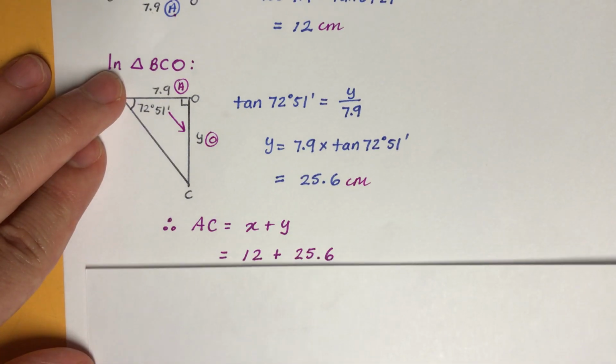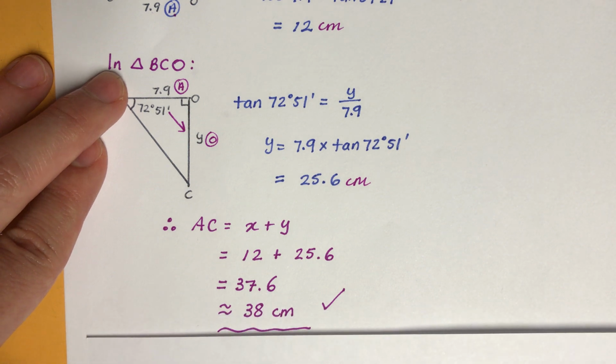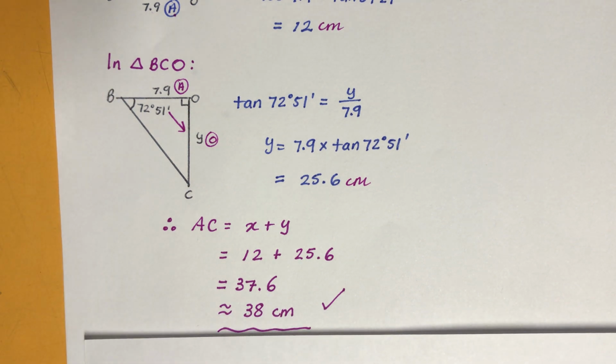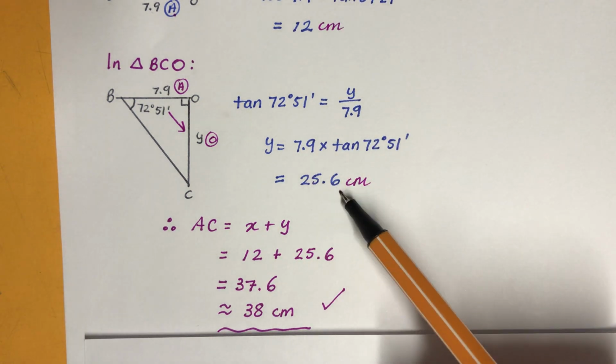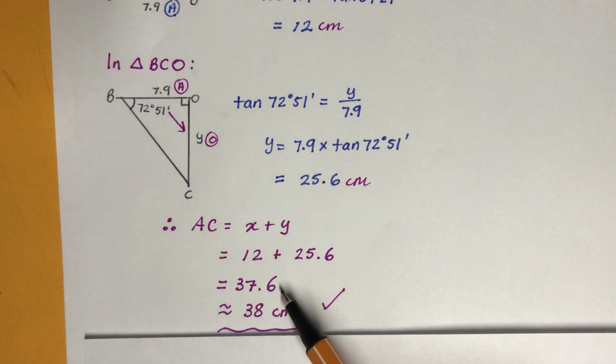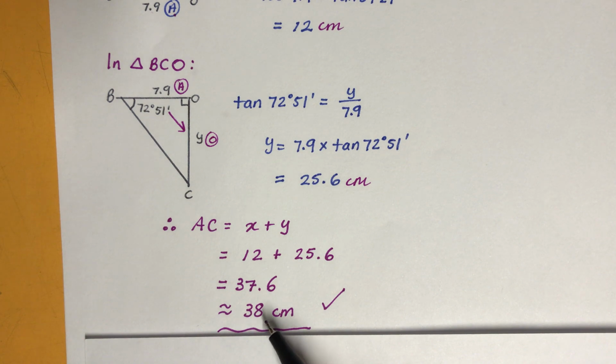And therefore, your AC is X plus Y, which is 12 centimeters plus 25.6. That's 37.6, and to the nearest centimeter, it'll be 38.